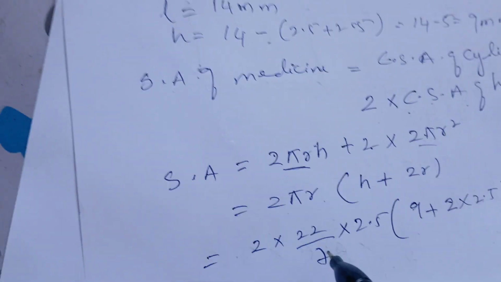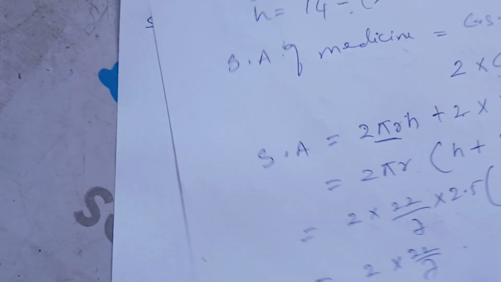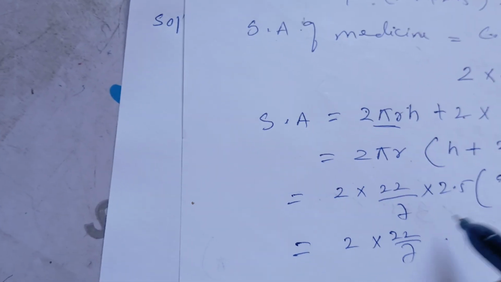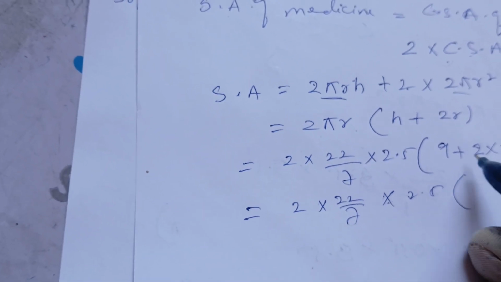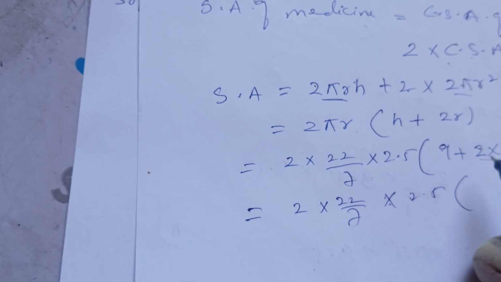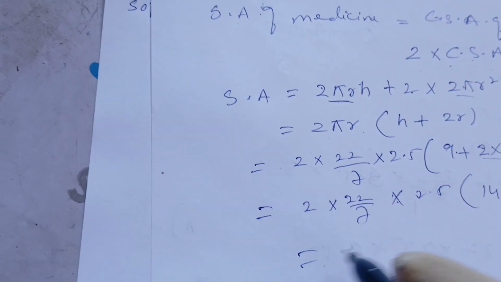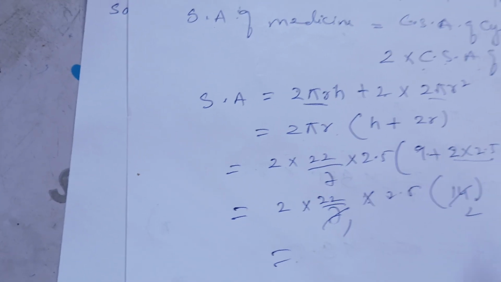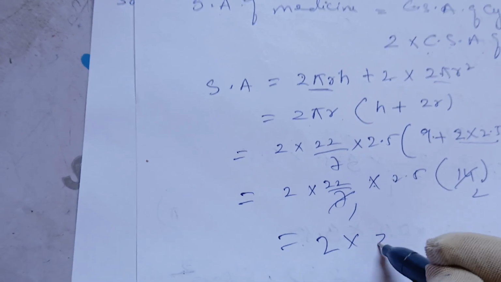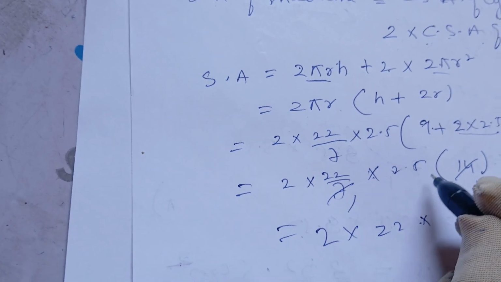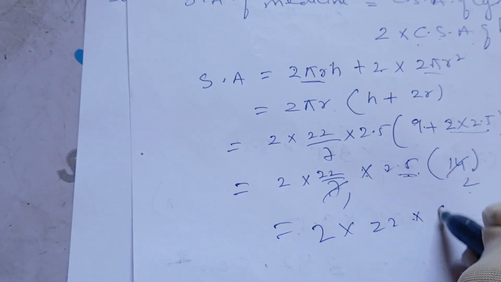Let's check out. So we will write 2 into 22/7 into 2.5. This 9 plus 2 into 2.5 is 5. 9 plus 5 will be 14. So what we can do is 7 ones are 7, twos are 14. So anything else? No. 2 into 22/7 into 2.5 into 2 will be 5.